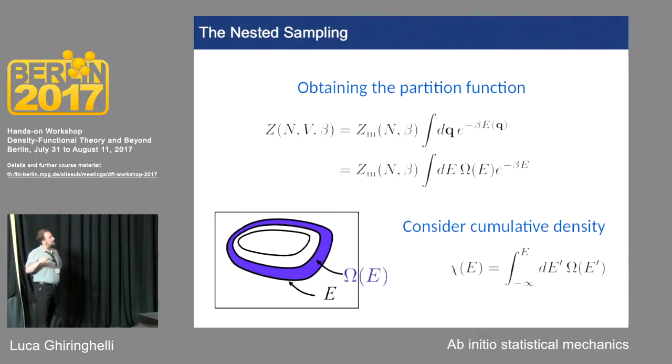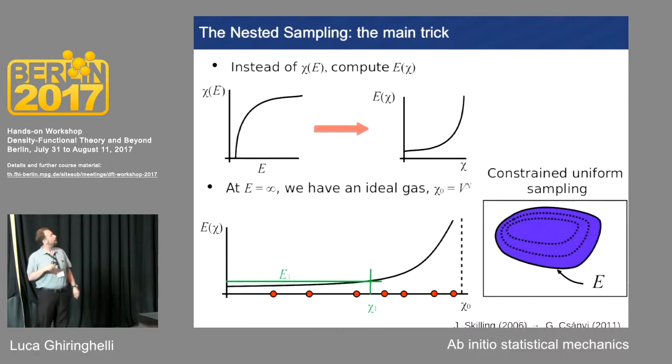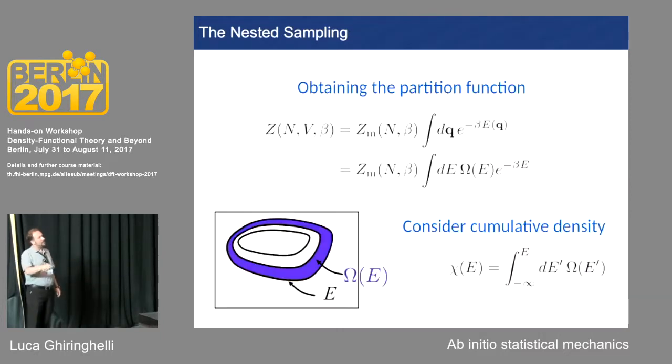And this plot shows two coordinates of the system, and these lines are lines of equal energy. So the density of states is the area between energy and energy plus delta energy, right? So evaluating this is still complicated, right?